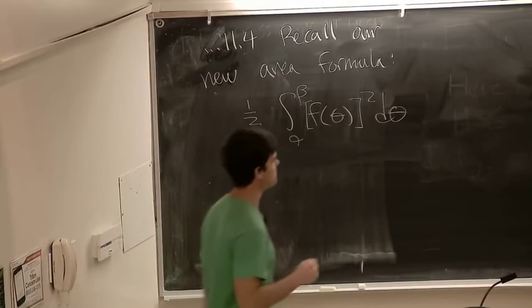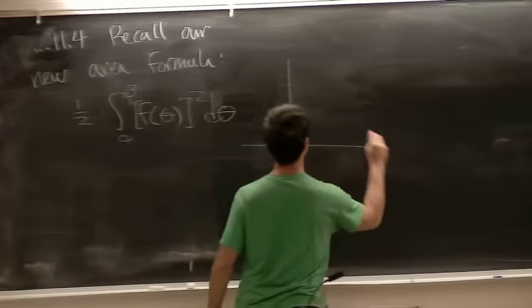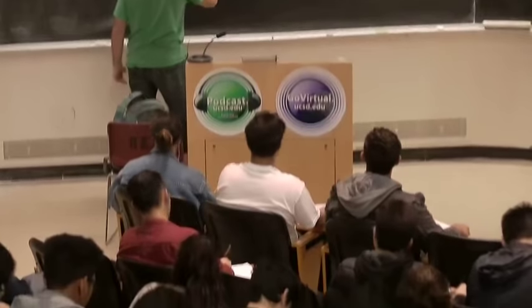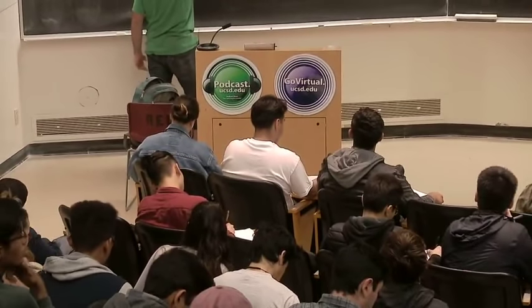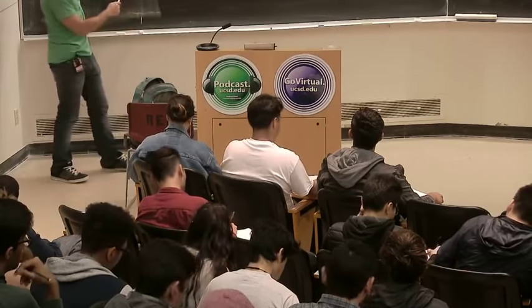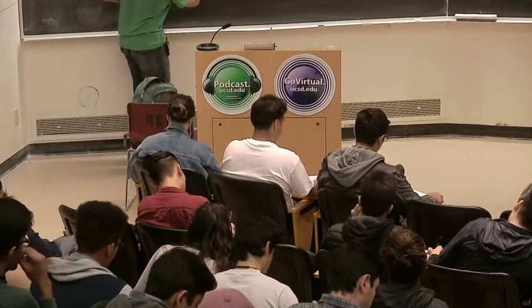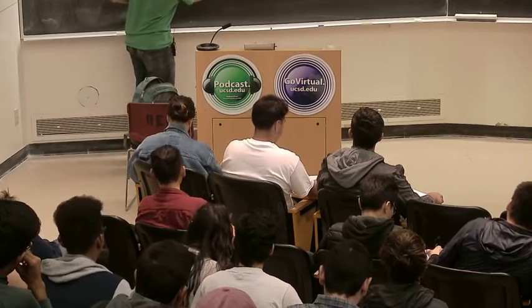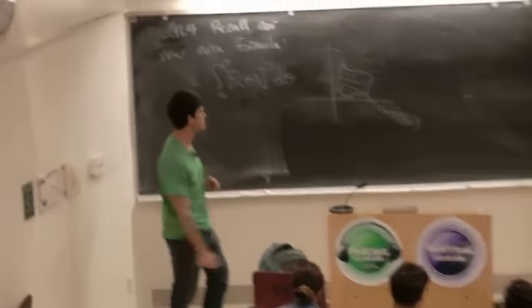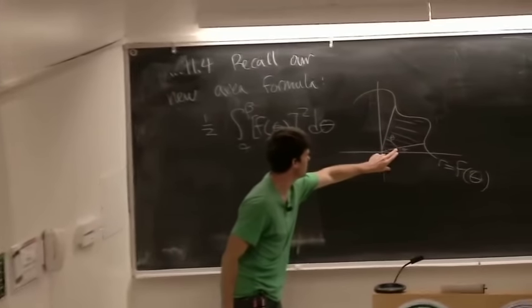What it gave you was, if you have some curve r equals f of theta, and you want to find the area of a certain portion of it where this is at angle alpha and this is at angle beta, then what this formula gives you is this area right here. Not that.